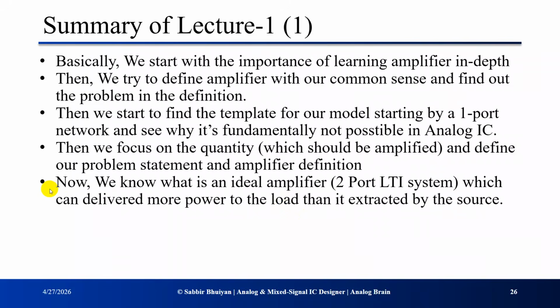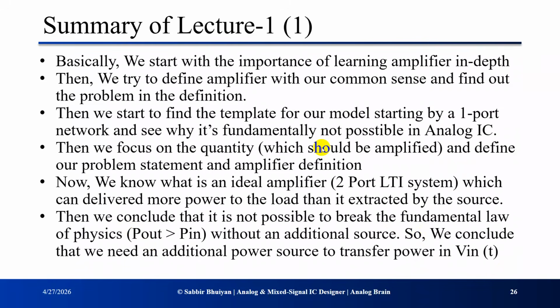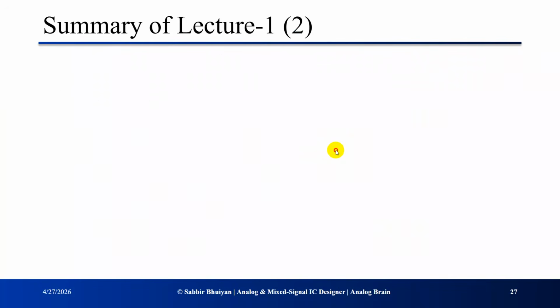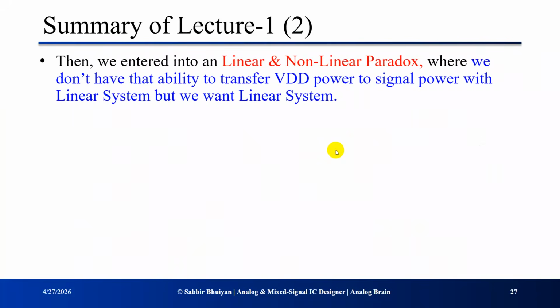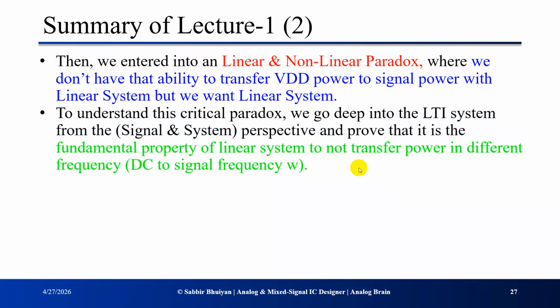Now we know what an amplifier is: a two-port LTI system which can deliver more power to the load than it extracted from the source. Then we conclude that it is not possible to break the fundamental law of physics, P out greater than P in, without an additional source. So we conclude that we need an additional power source to transfer power to Vin(t). Then we entered into a linear-nonlinear paradox where we don't have the ability to transfer VDD power to signal power with a linear system, but we want a linear system.